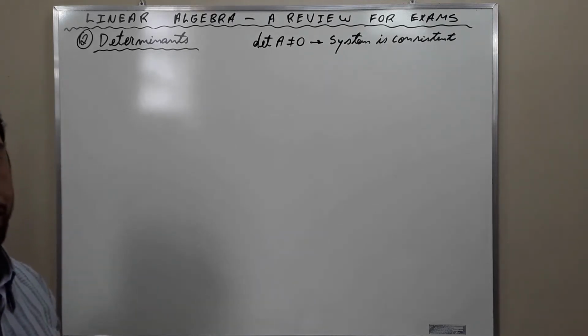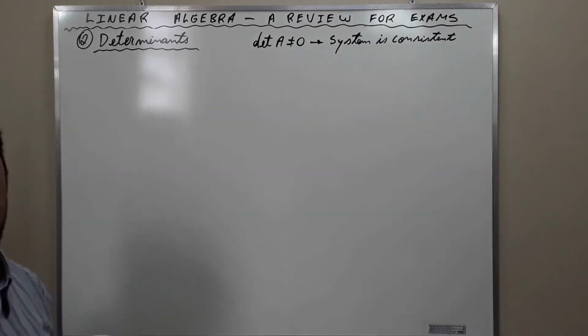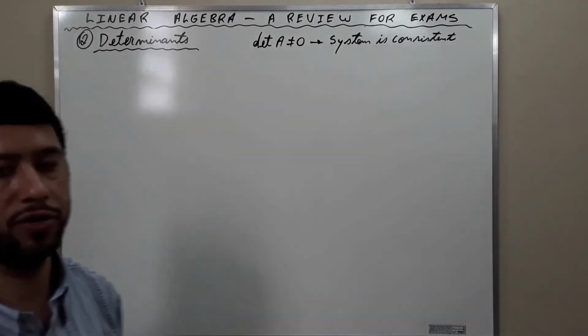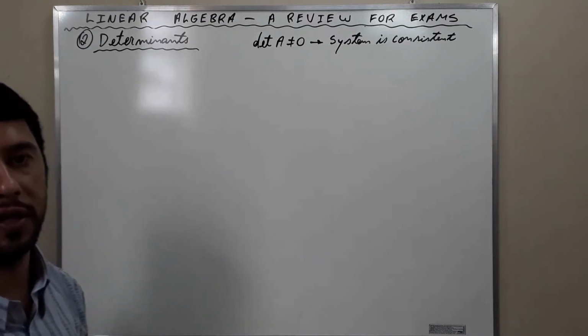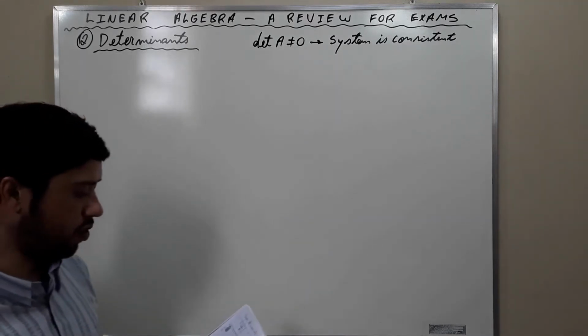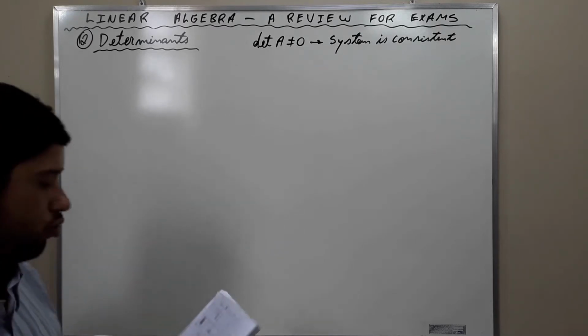Then, if you calculate the determinant of a matrix and you find that this determinant is non-zero, then you know that the system is consistent and thus has a solution. Alright? Let's go first and see the determinant of matrices of order 2.